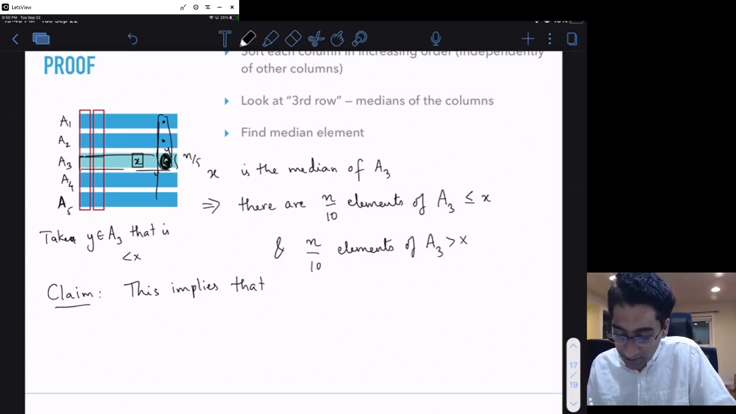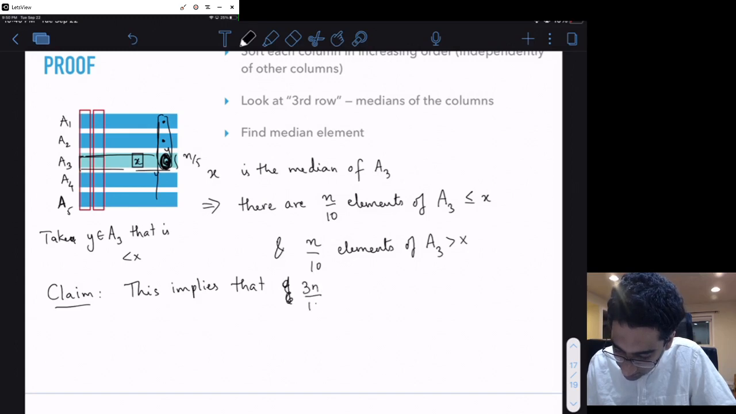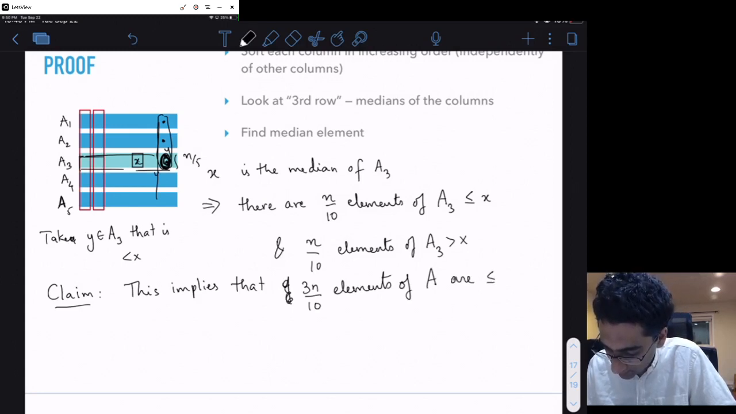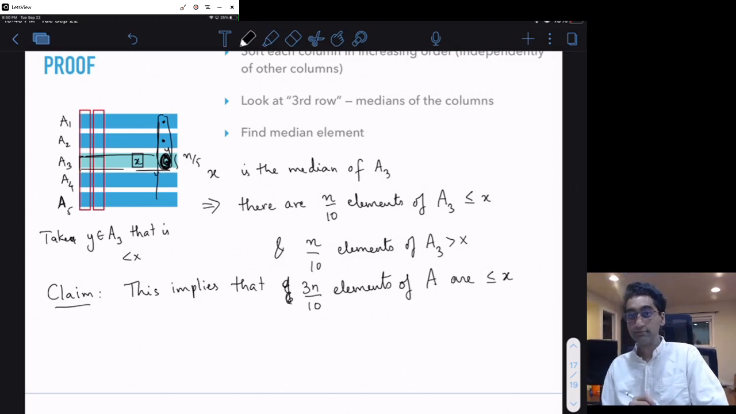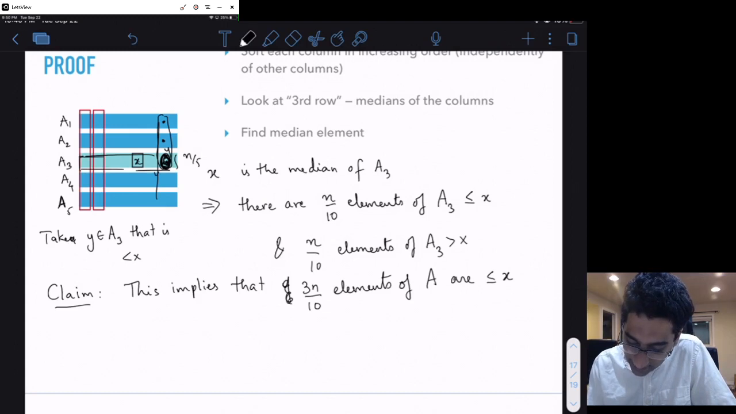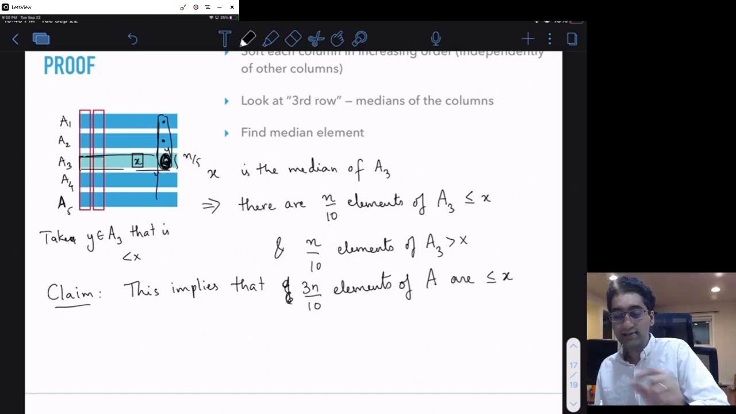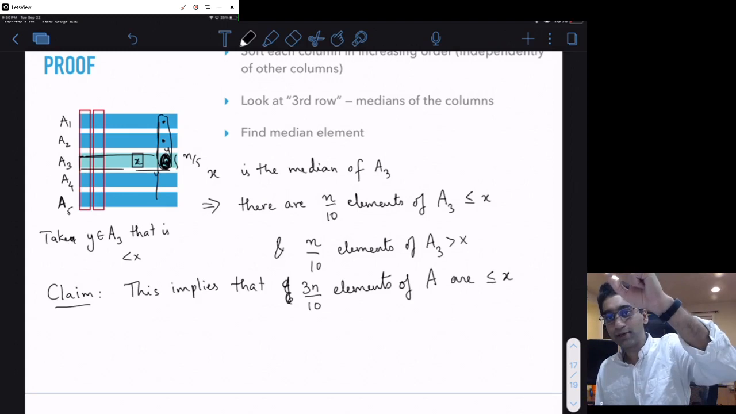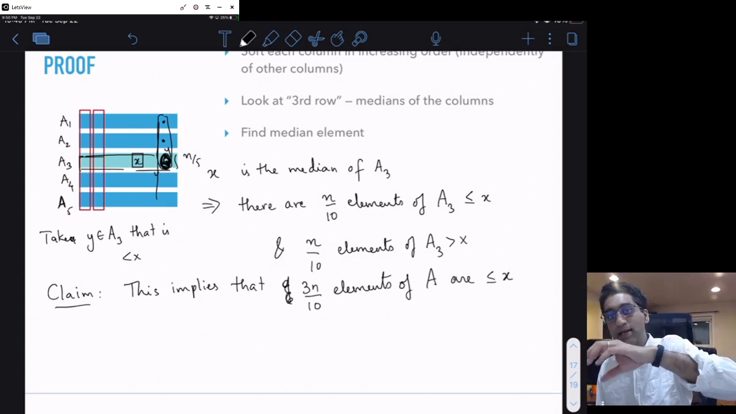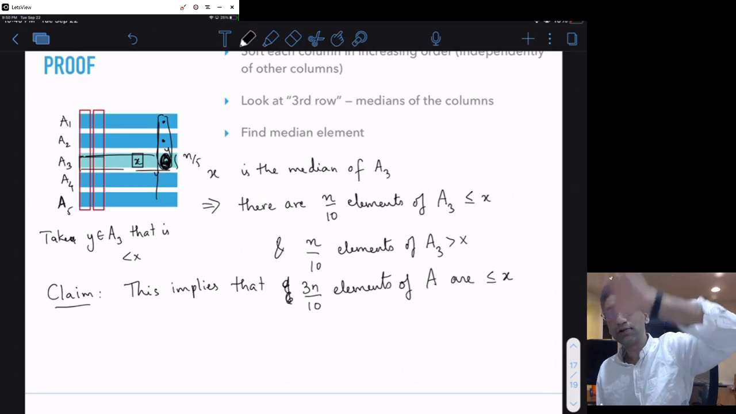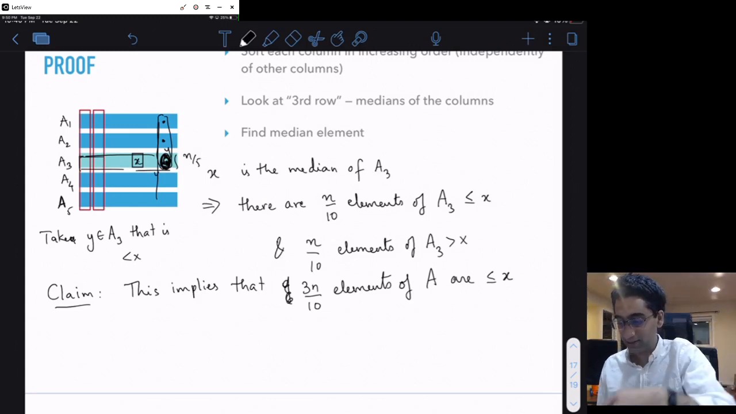So what that means is that this implies that 3n/10 elements of A, which is the full array, are less than or equal to x. And I just gave you the proof. Because I took any y that's less than or equal to x, and two elements on top of it are also less than or equal to x. So for any y in A3, I get two others. So overall, there are about 3 times n/10 elements that are less than x.